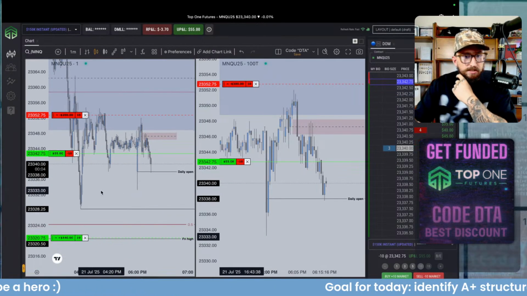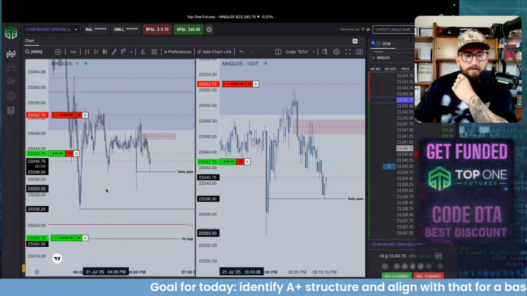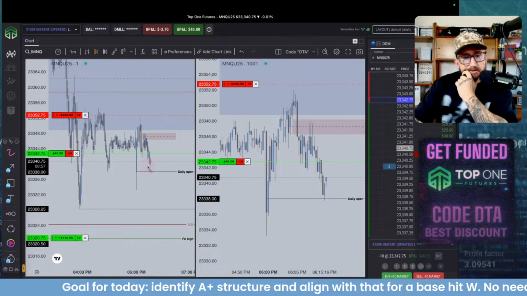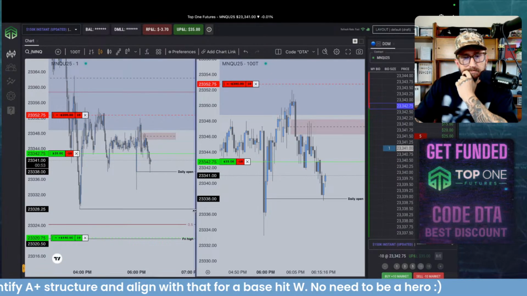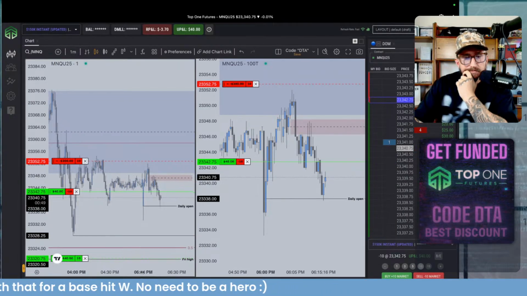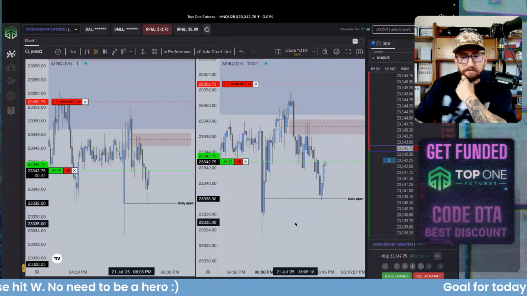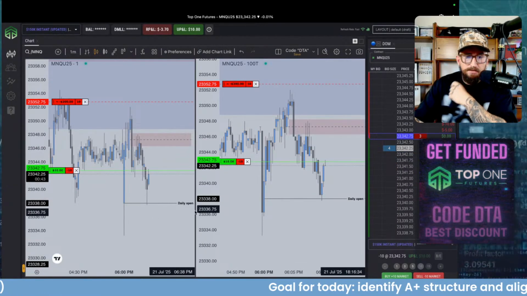I don't like wicking at the low like that, but I do want to see this just kind of roll over. Little gap right here, not my favorite. Yeah, super clear action on the tick compared to the minute. It's very clean here.